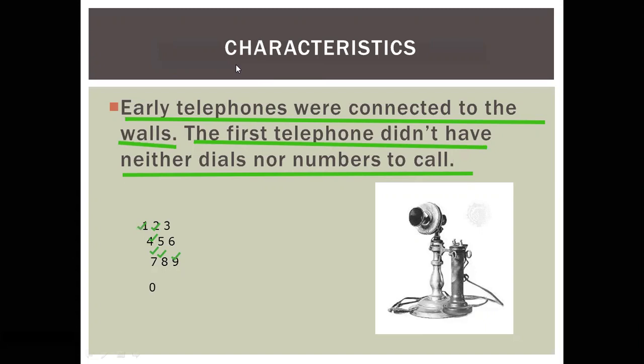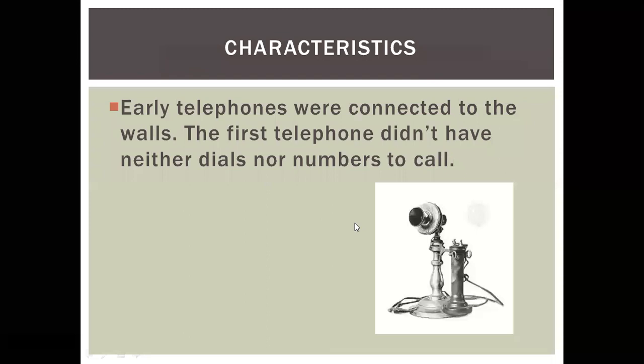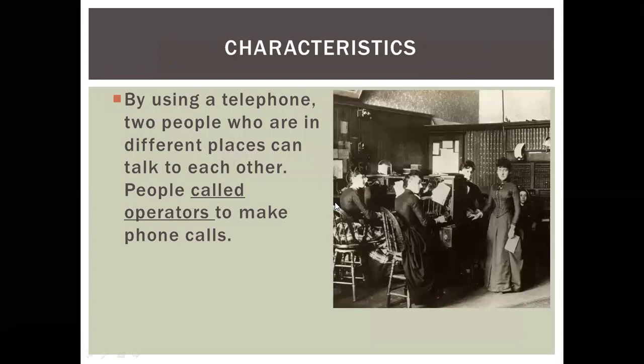Well, easy. As they were connected to cables and to the wall, they needed to use an operator. What is an operator? As you can see in the image, these girls over there are operators. What they do is connect one cable, which is from your telephone, to the other cable from your friend's telephone in order to have the call.